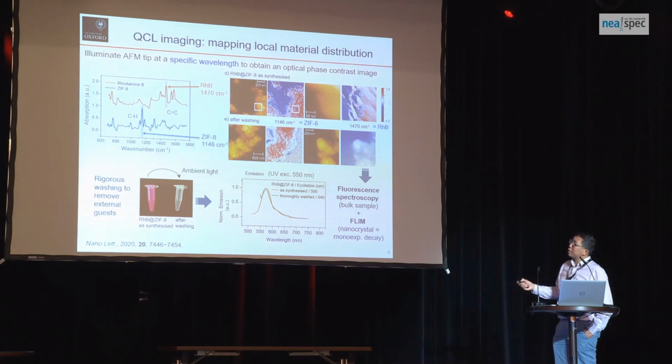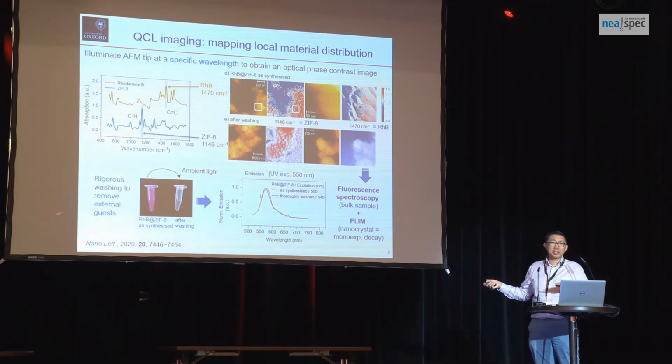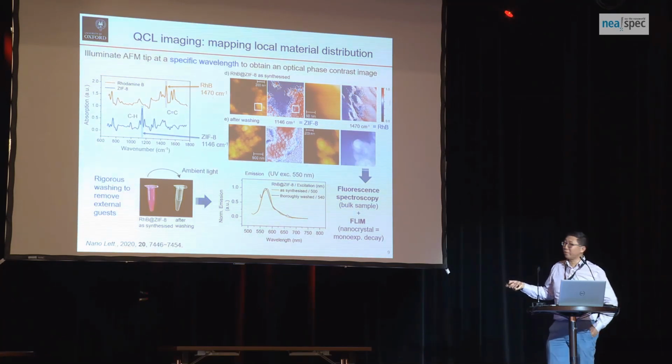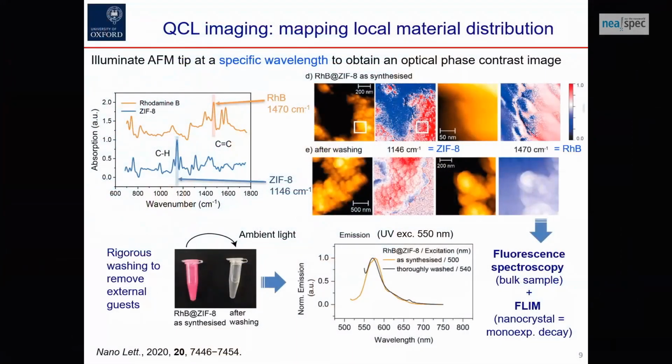So now we move on to QCL imaging, mapping the material at specific wavelengths. These are the characteristic wavelengths that we use for rhodamine B, as you can see here. It tells us that for material that we wash very thoroughly, because we don't want any surface rhodamine B sticking on the outside, so you wash thoroughly.